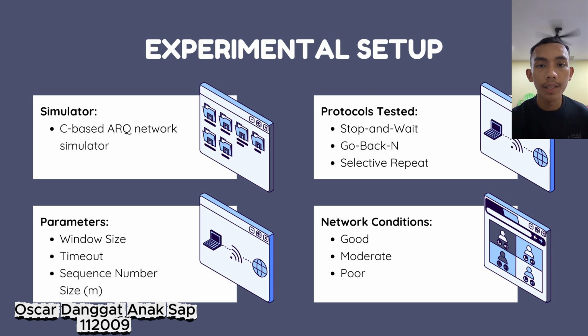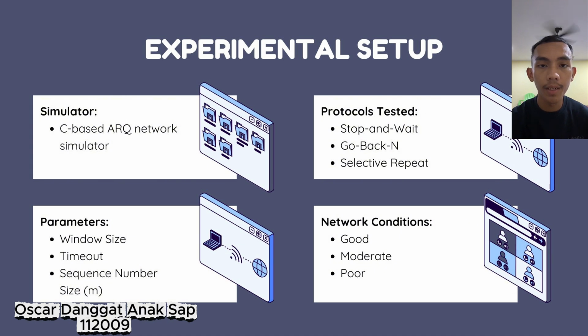The second metric is goodput. Unlike throughput, goodput only counts the useful data successfully delivered to the destination, excluding retransmitted packets and protocol overhead. The third metric is bandwidth utilization, which shows how efficiently the available network bandwidth is being used. A higher percentage means the protocol is making better use of the network resources.